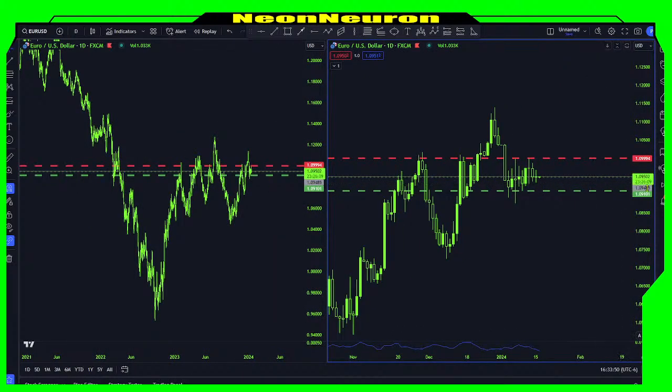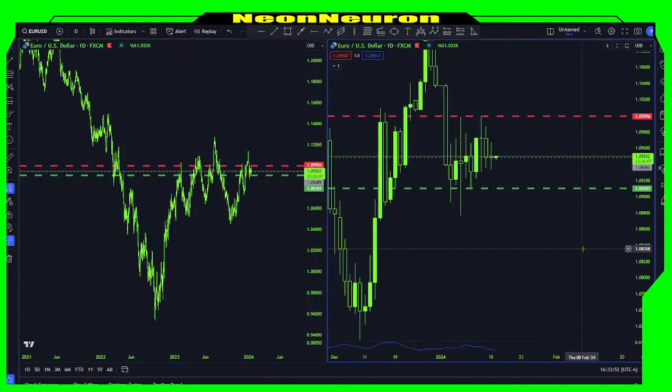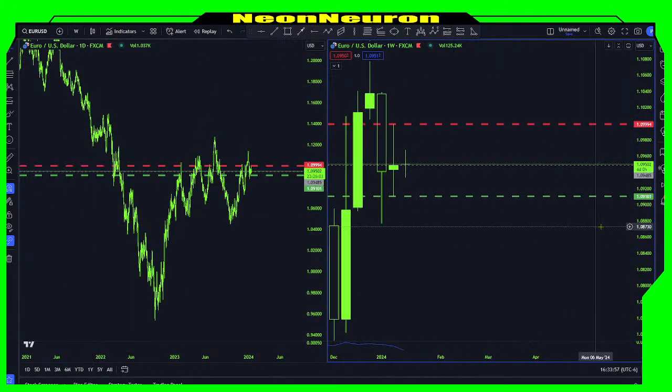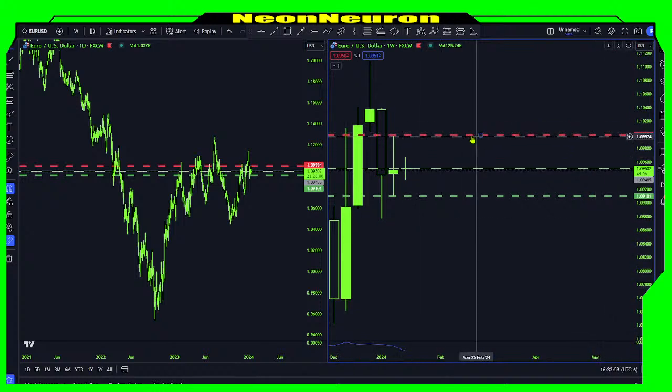So let's go over the chart. Let's go to the weekly and see how last week looked. You can see the top of last week right here, which could be resistance. The bottom of last week could be support, and where price closed could be the magnet. It's where price could be pulling to.